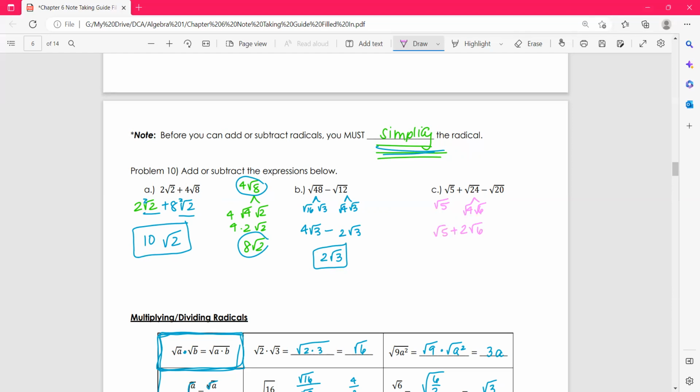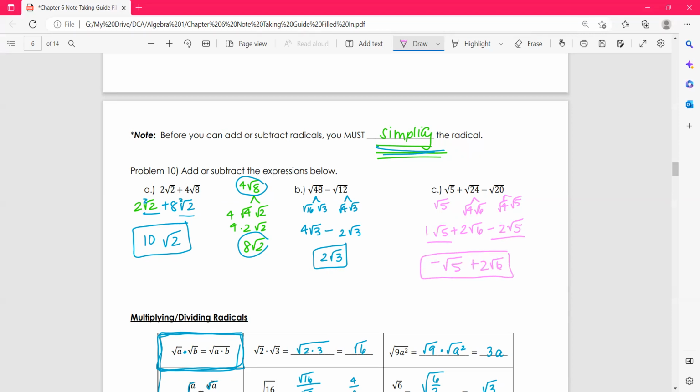Plus 2 root 6, let's break down minus square root of 20 gives me 4 and 5. Square root of 4 gives me 2. Square root of 5 stays the same. So out of what's left, what can we combine? Notice I can combine the square root 5 and the 2 square root 5. So I've got 1 minus 2 square root 5. 1 minus 2 gives me a negative 1 square root 5 plus 2 root 6 doesn't simplify anymore.